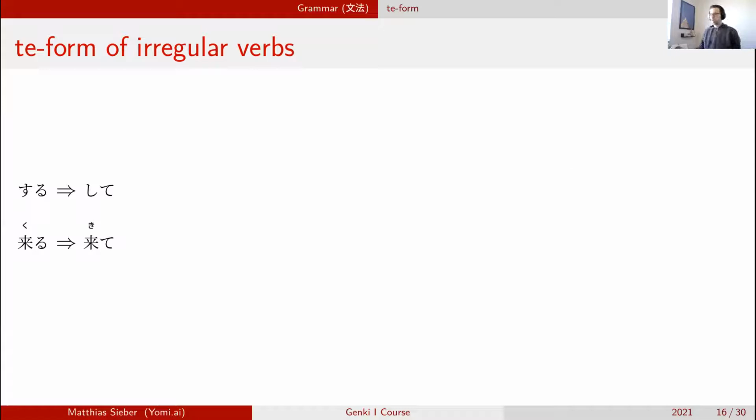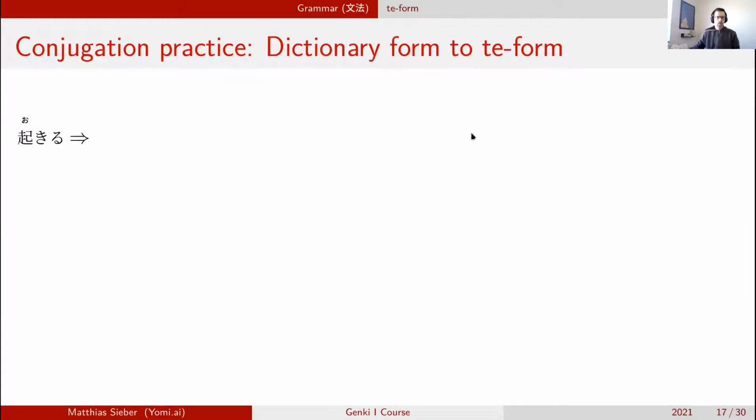So what I like to do next is practice this together, just to form the te form. And then after that, we'll see how we can use them. But right now, let's just focus on the conjugation of the doshi, of the verbs. So we have okiru. It's to get up, right? Is it an ichidan doshi or is it a godan doshi? It's ichidan doshi, so it's okite. Exactly, okite. Very good.